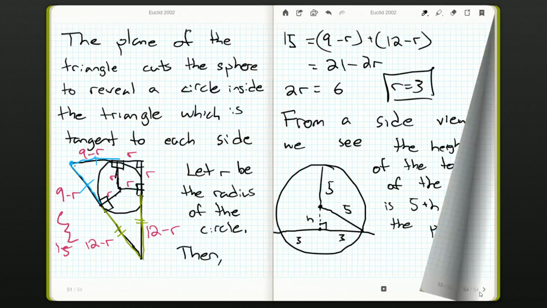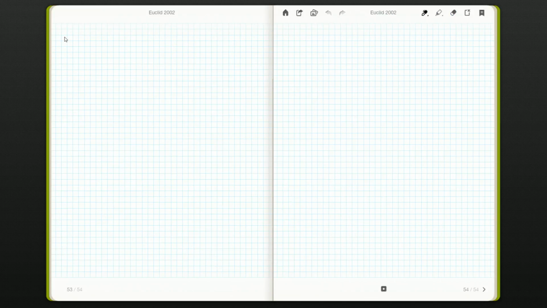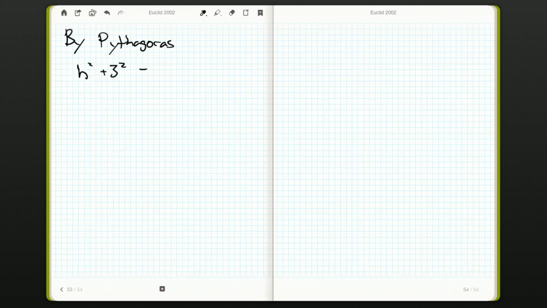So if we figure out what h is, well, by Pythagoras, h squared plus 3 squared must be equal to 5 squared. This is going to be a 3, 4, 5 triangle. You can, of course, expand this out and rearrange it if you're not familiar with your Pythagorean triples, but I would suggest, again, if you're trying the last few questions on the Euclid, you make yourself familiar with some of the basic Pythagorean triples. 3, 4, 5, 5, 12, 13, 8, 15, 17, 7, 24, 25. These are some good ones to know.